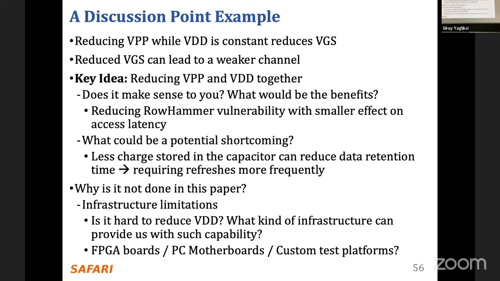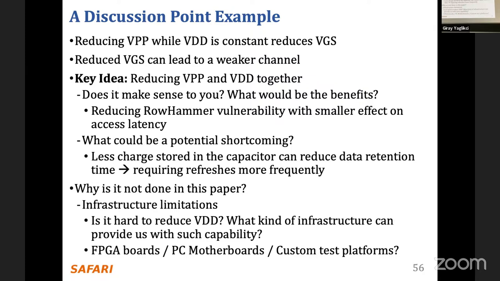So why is it not done in this paper? The paper basically justifies not exploring this by saying that this is our infrastructure limitation. We tried to reduce voltage and our chips didn't work reliably. Even, sorry, we did not try. The way we change the voltage is that we hack some part of the power delivery rail and then we apply power from an external power supply. And even when we apply the nominal VDD, our chips didn't work. So there was some signal integrity issue, I guess. We do not really know what's going on. But with our infrastructure, it was hard to reduce VDD and do that.